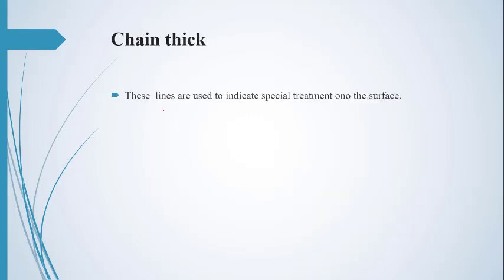Chain thick line. These lines are used to indicate special treatment on the surface. You can see that chain thick line. This is a thick line and it shows the special treatment, like this is a thick line, so this is known as chain thick line.